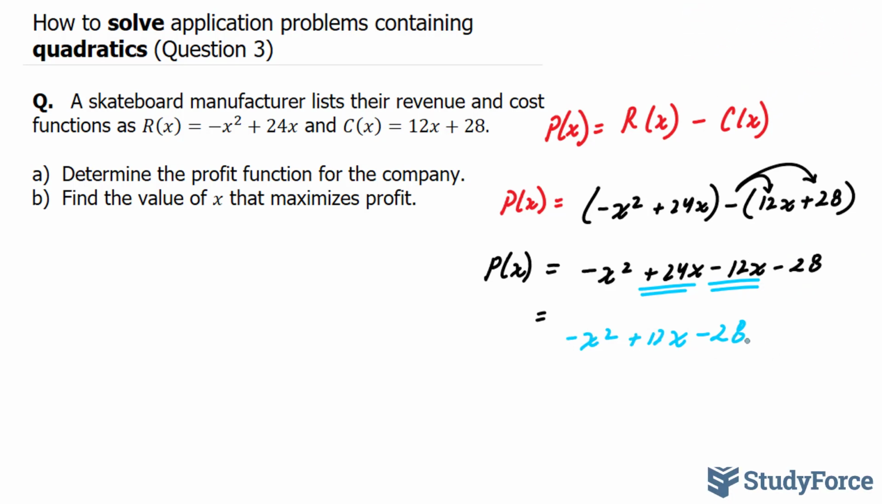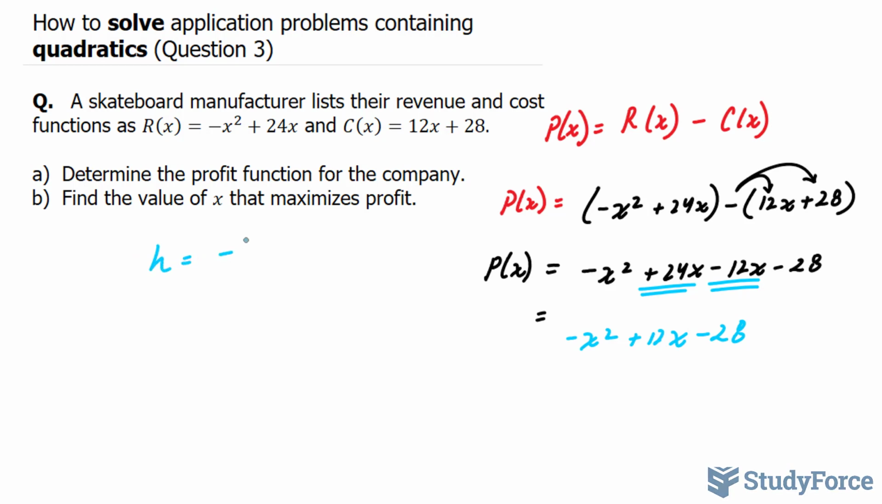Question B asks, find the value of x that maximizes the profit. In other words, what they're looking for here is the vertex. Now to obtain the vertex quickly from a quadratic that is in standard form, such as this one, we have to use the following formula.